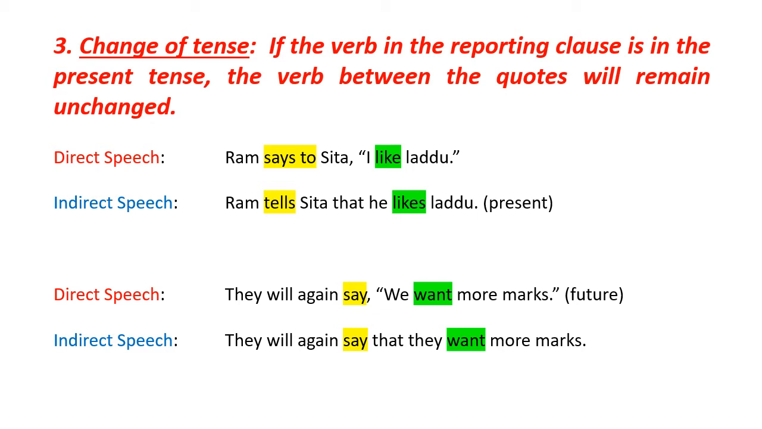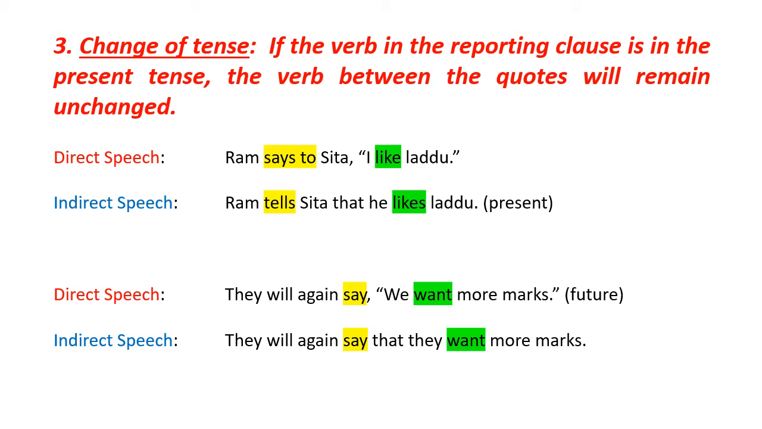They will again say, we want more marks. Once again I am repeating. They will again say, we want more marks. By looking the word will, we can decide that that is in a future tense. When it comes to the indirect speech, they will again say that they want more marks. Here I highlighted with the yellow color. The reporting verb is say, that is in the present tense.